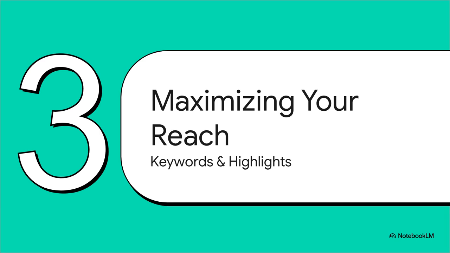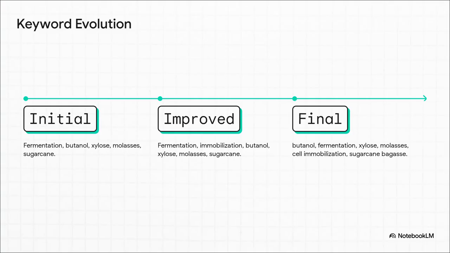All right, so you've nailed the abstract. It's perfect. But how do you make sure people can actually find your paper in the first place? That's where two other critical pieces come into play: your keywords and highlights. Your keywords are so important for searchability.